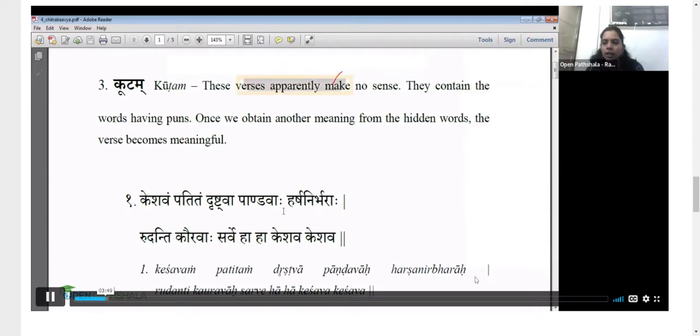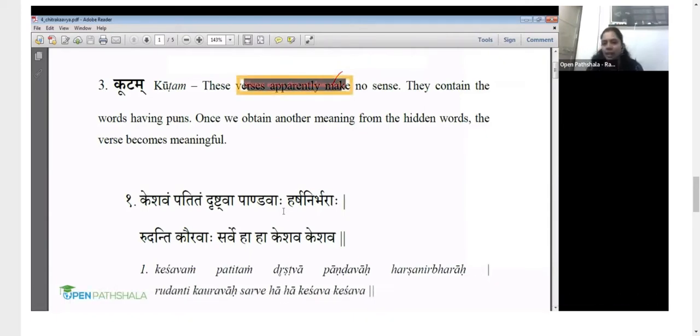It doesn't make any sense if you see this shloka from the Mahabharata point of view, because Krishna was always in the Pandavas' party, and the Kauravas were always wishing that Krishna should leave the Pandavas and not help them. So this was the wish of the Kauravas. How can a Pandava become happy and a Kaurava start crying after seeing that Keshava has fallen?